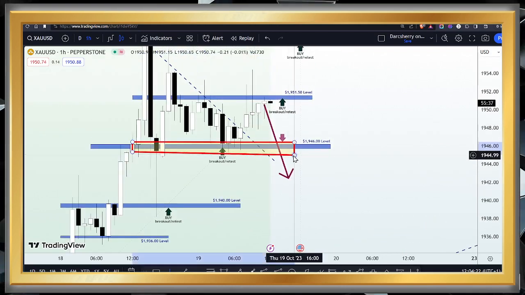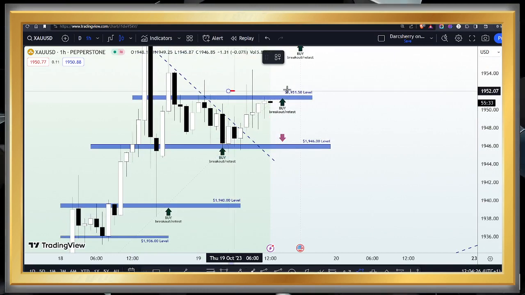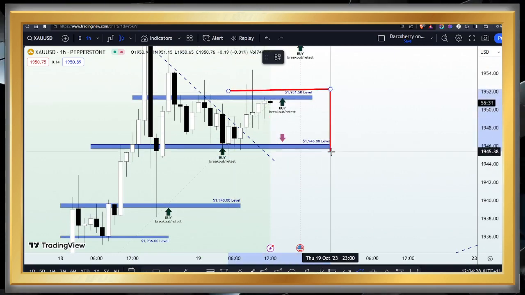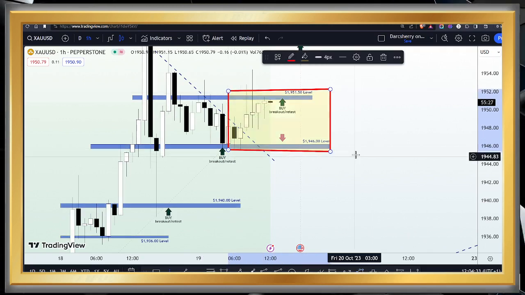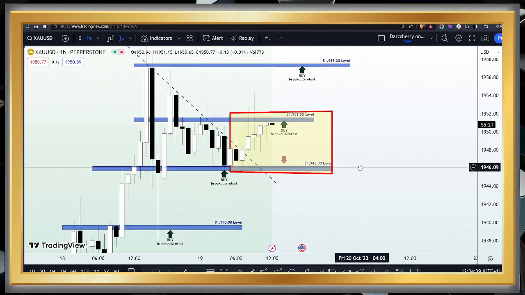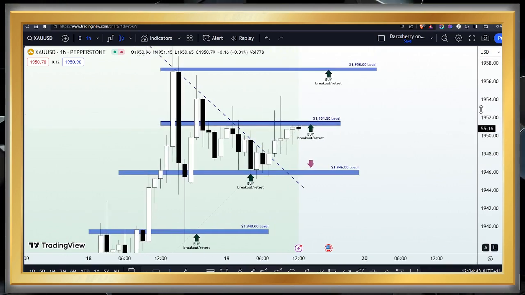So our center of focus for today is basically between the $1,951.50 level and the $1,946 area, where depending on the direction of the breakout, we will be determining where our next line of action will be and where price is likely going for today. So these are my views on the XAUUSD.